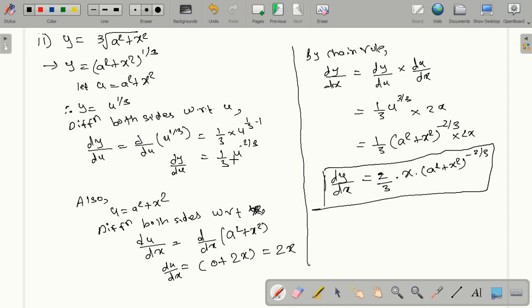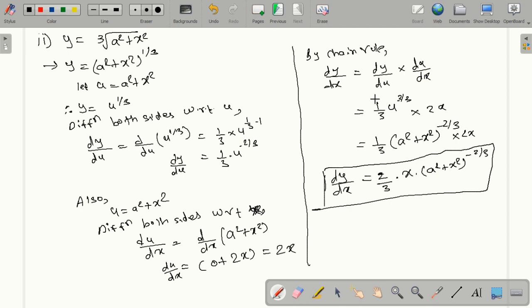And if you solve this, you will get 1 by 3 into u raised to minus 2 by 3. Also, we have assumed that u is equals to a square plus x square. So you need to differentiate both sides with respect to x. So du by dx is given as 2x. By chain rule, dy by dx is equals to dy by du into du by dx.